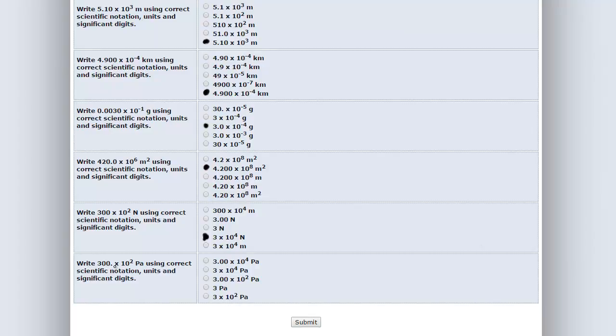Write 300 with a decimal point times 10 to the 2nd pascals. Okay, so we have to move this decimal point over. Now there's 3 significant digits. See how there's only one significant digit here? But here there's 3. And so with 3 significant digits, our answer has to have 3. So I move that decimal point over. It's not going to be just 3 times 10 to the 4th. It's going to be 3.00 times 10 to the 4th in units of pascals.